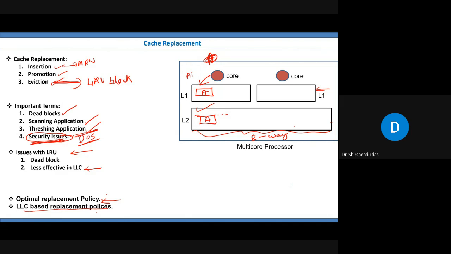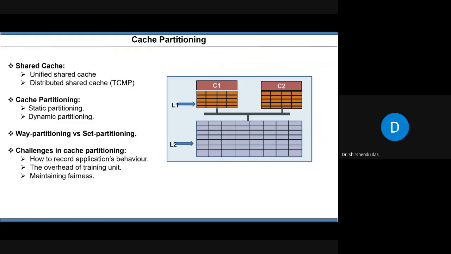So I hope you are getting some idea about replacement policies and their challenges, and why people are still working on replacement policies. Then there is the next concept called cache partitioning. What is cache partitioning?